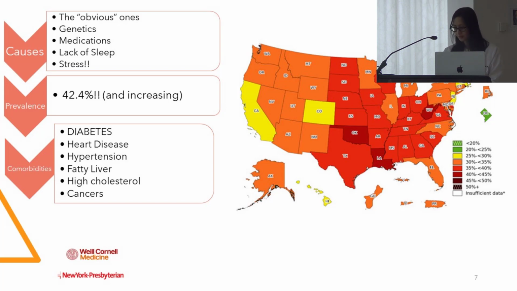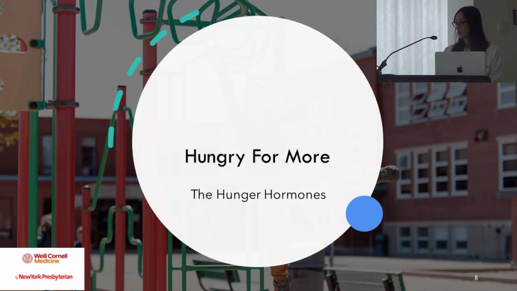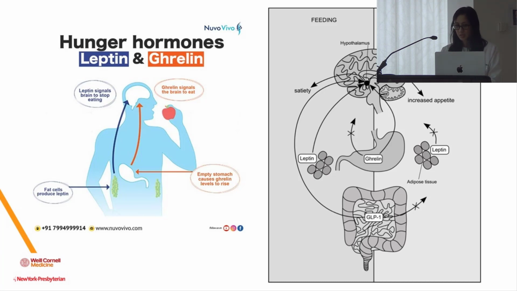Now I want to talk a little bit about the hormones that control hunger and satiety. Satiety is the feeling of fullness. Here is a visual of some of the hormones that control hunger and satiety. When you're hungry, the stomach releases a hunger hormone called ghrelin. Ghrelin goes to the brain, tells it that it's empty and it's hungry, and this prompts the person to eat.